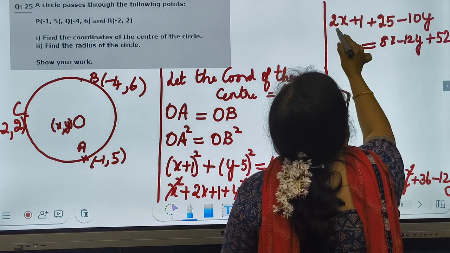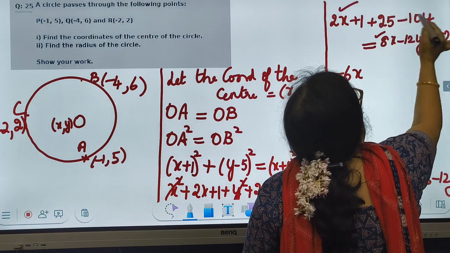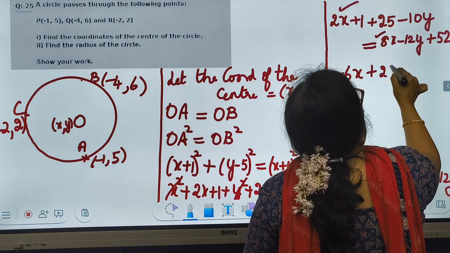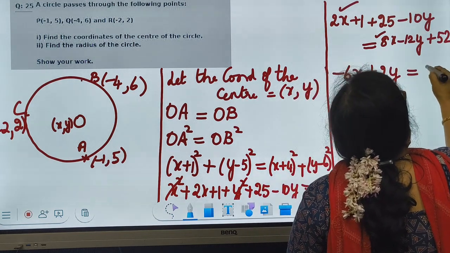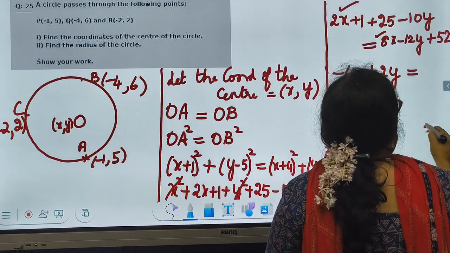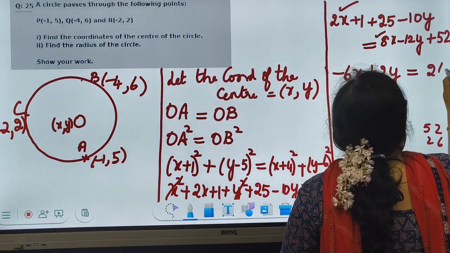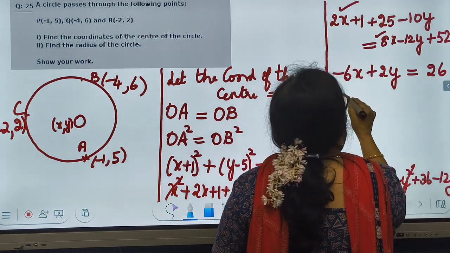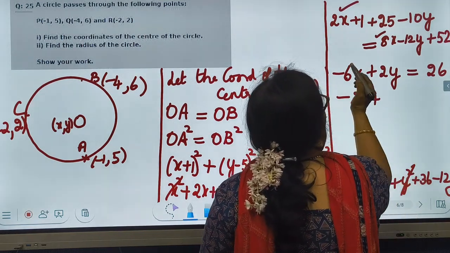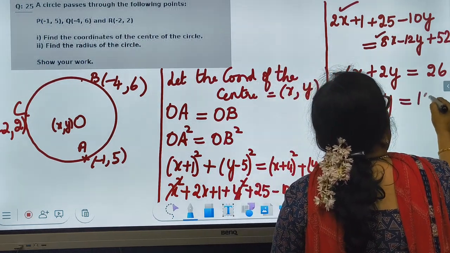So from here, 2x minus 8x is minus 6x. Minus 10y plus 12y will give me plus 2y. 52 minus 26 is 26. Dividing by 2, I'll get minus 3x plus y equal to 13.